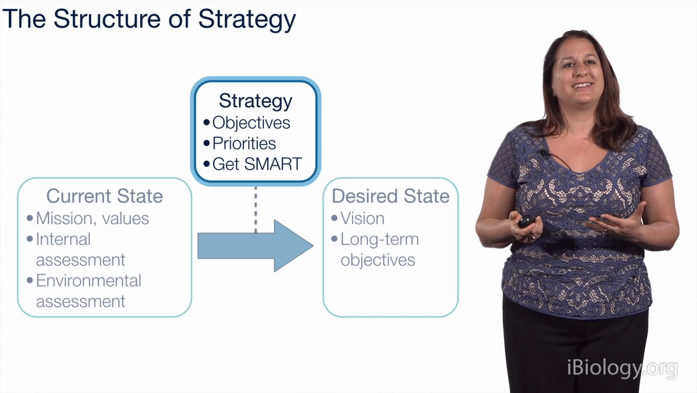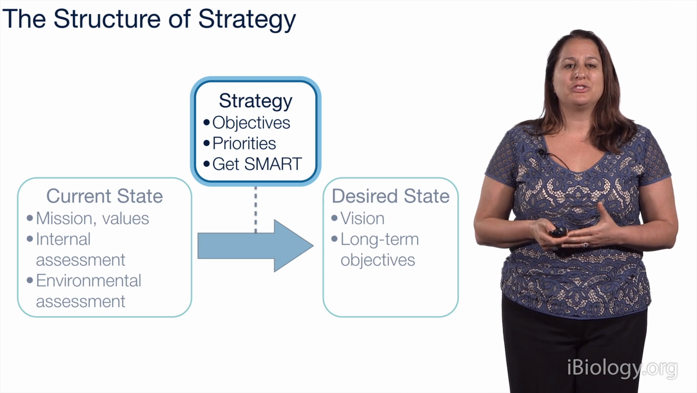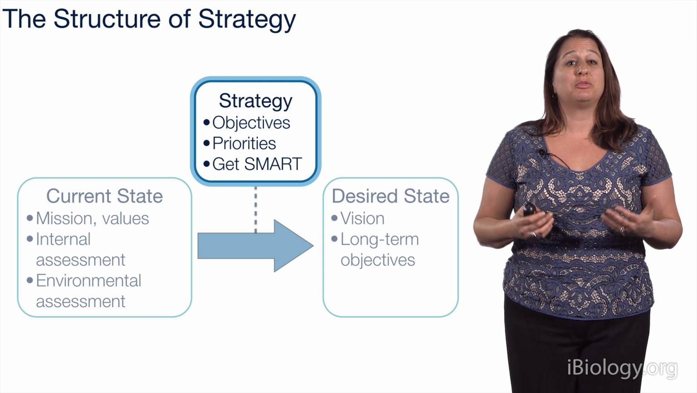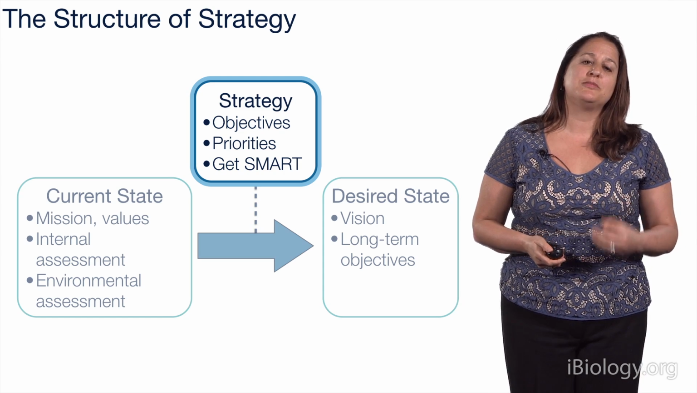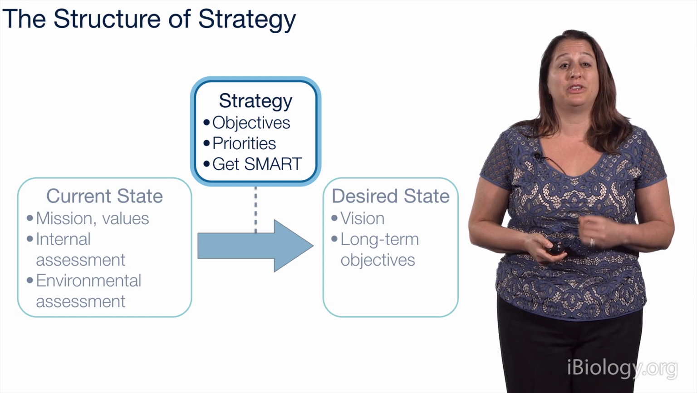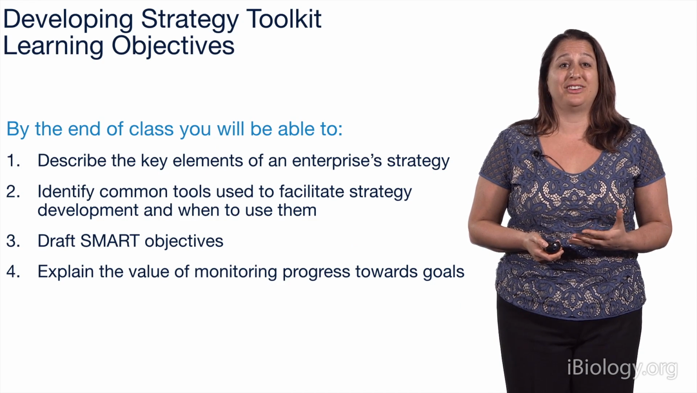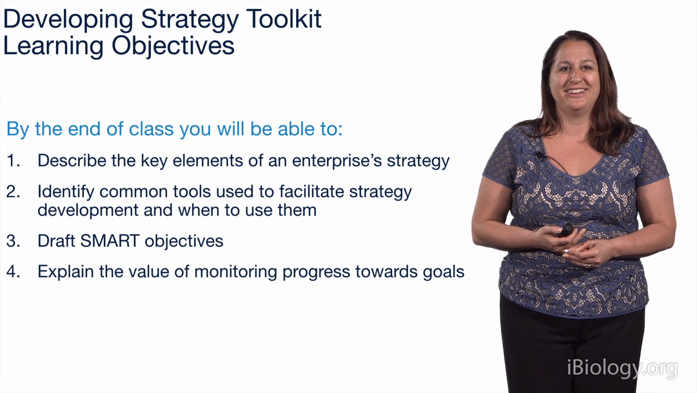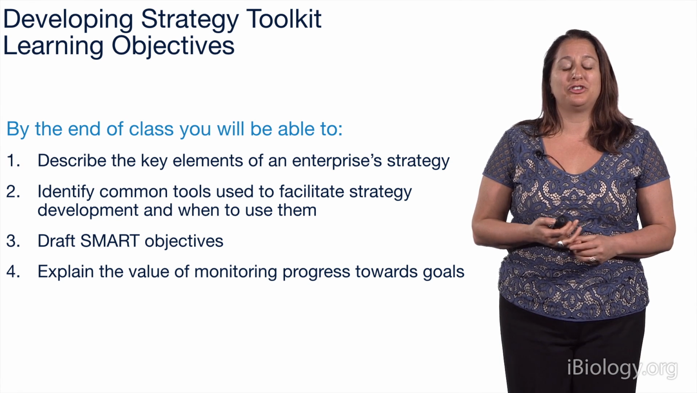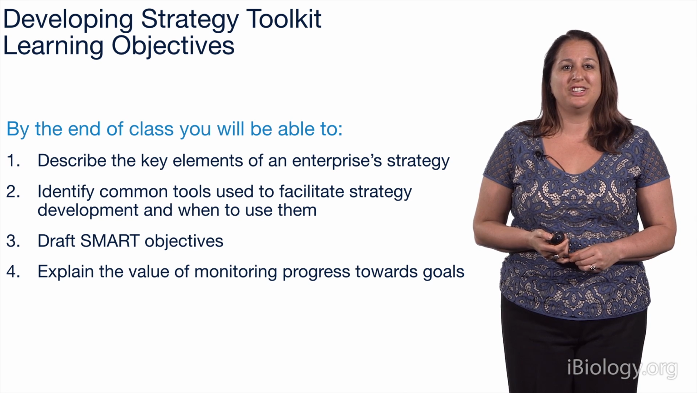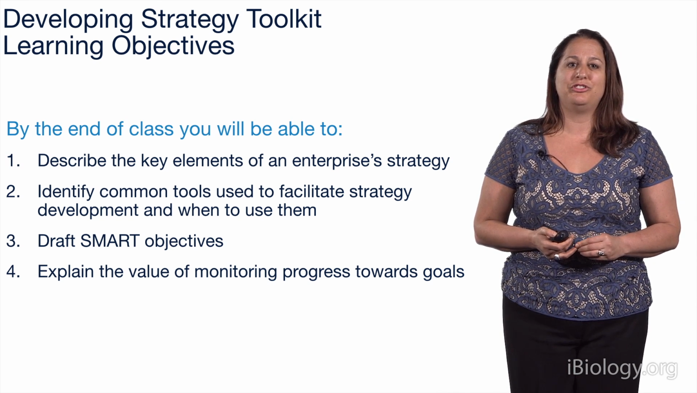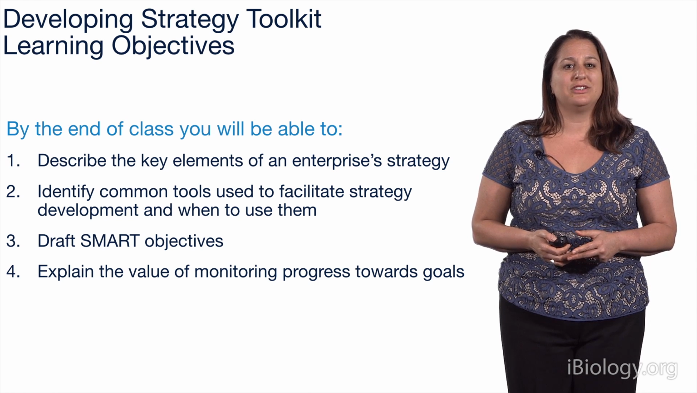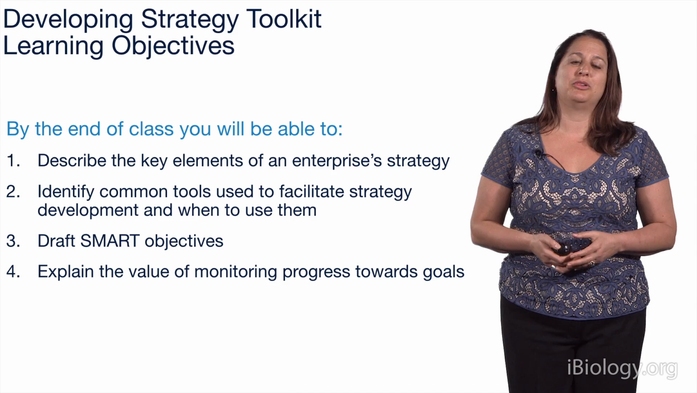And this brings us back again to the structure of strategy. We've now talked through how to develop a strategy through the generation of objectives, setting priorities on these objectives, and getting SMART and, in fact, really specific with those objectives. And that brings us to the end of this particular lecture on the Developing Strategy Toolkit. You should now at this point be able to describe the key elements of an enterprise's strategy, understand a few common tools used to facilitate strategy development and when to use them, be able to draft SMART objectives, and understand the value of monitoring progress towards goals.